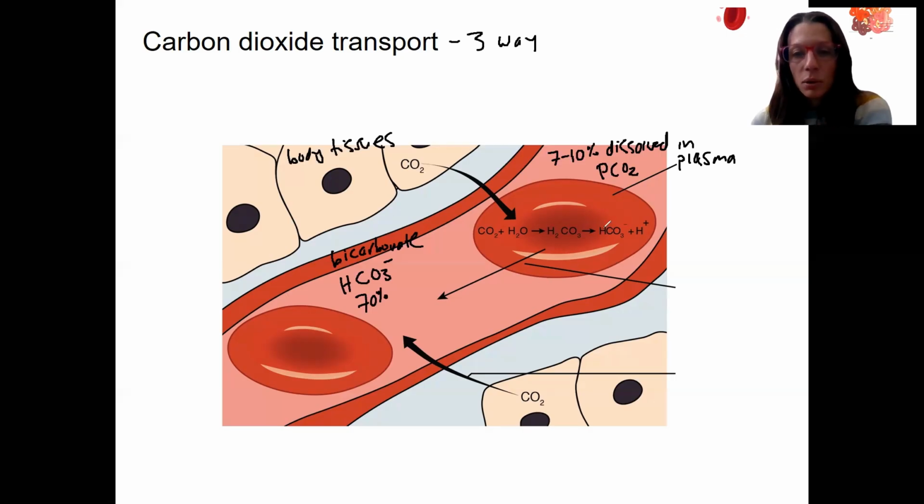Then lastly, we've got bound to hemoglobin. So 1, 2, 3, about 20% is going to be bound to hemoglobin. That's HbCO2.